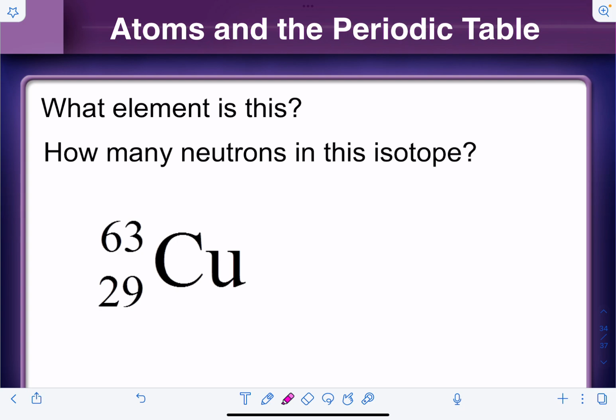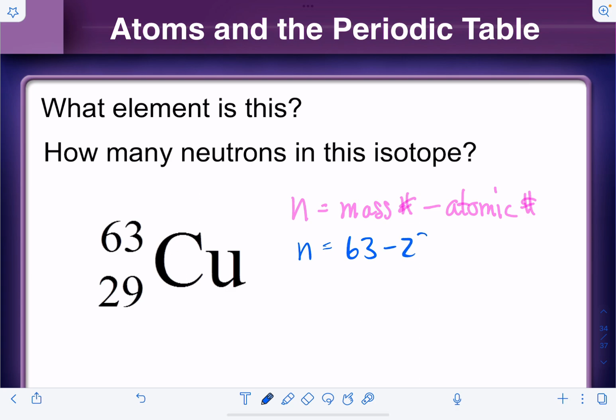And in this problem, they wanted to know how many neutrons are in the isotope. So please remember, it is mass number minus atomic number. So when I'm solving for neutrons, I want to take the bigger number, which is mass number, and subtract the smaller number, which is atomic number. And when I do that, I get 34 neutrons.